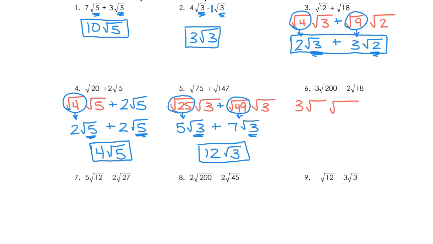200. The largest perfect square that goes into 200 is 100, and it goes in 2 times. Okay. We'll circle our perfect square, and that's going to become a 10. Square root of 2 comes down, the 3 comes down, and remember there's multiplication in between, and so this becomes 30 square root of 2.